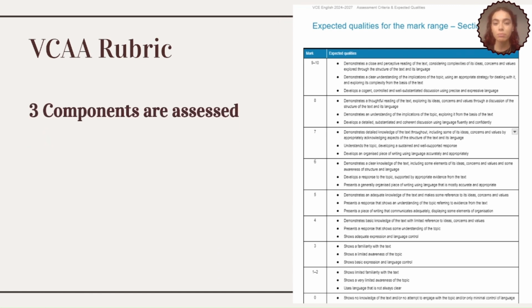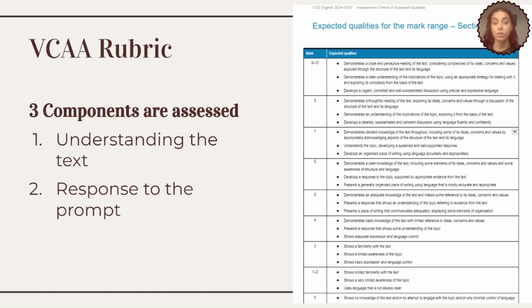There are 3 components that are being assessed. The 3 dot points in each row. Each row is a different number or grouping of numbers, because you can see that there is a 9 and 10 and a 1 and 2. So the 3 components being assessed: 1, your understanding of the text. 2, your response to the prompt. 3, how you write. Right? How well you understand the text, how well you respond to the prompt, how well you write about it.